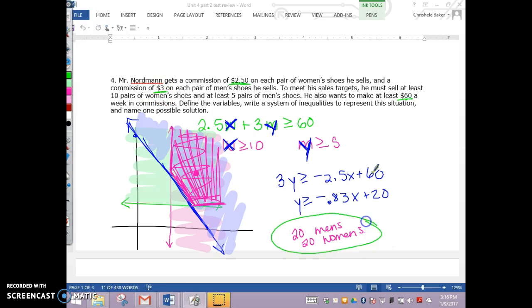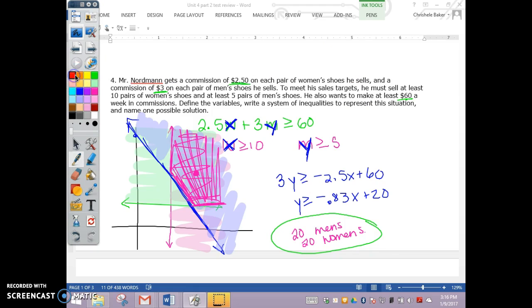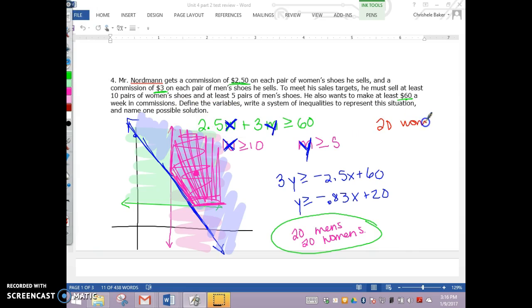So here's one idea, but let's say he sells less men's. Let's say 20 women's. Let's only say 10 men. Let's see if that'll work. So 20 women's, again, 2.5 times 20 is 50, and then 3 times 10 is 30. 50 plus 30 is 80. Good, that works. There's another idea.